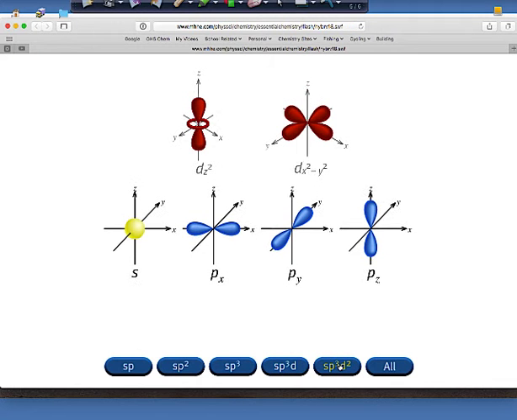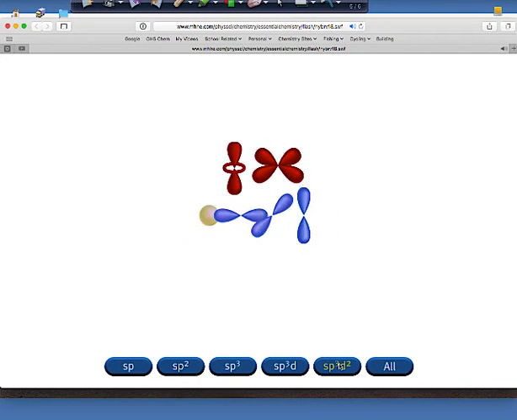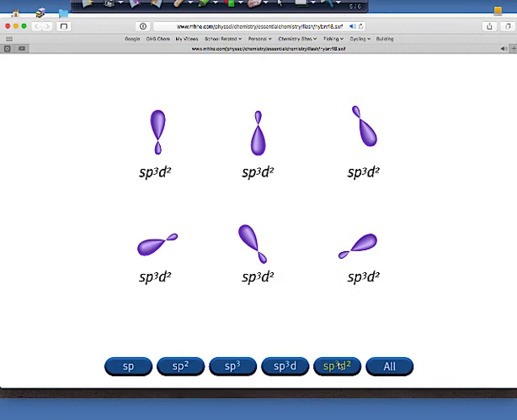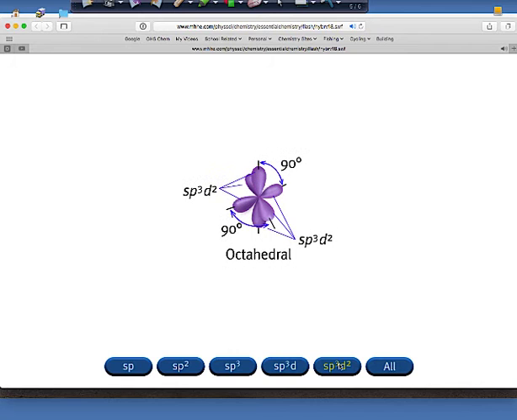Similarly, with 6, we bring in 2 of the d orbitals. These hybridize. We end up with 6 domains, hybrid orbitals, and an octahedral structure.